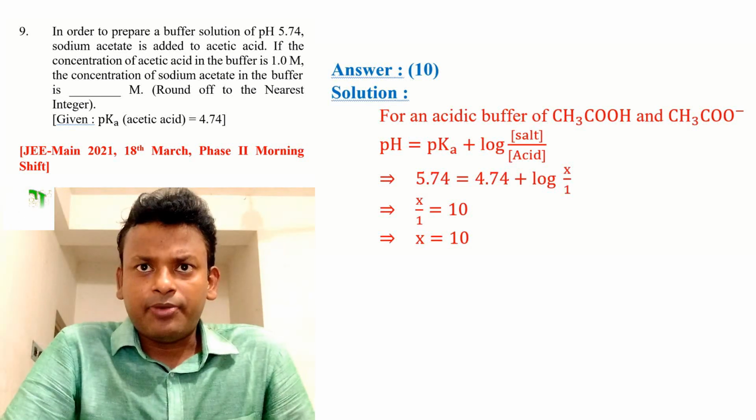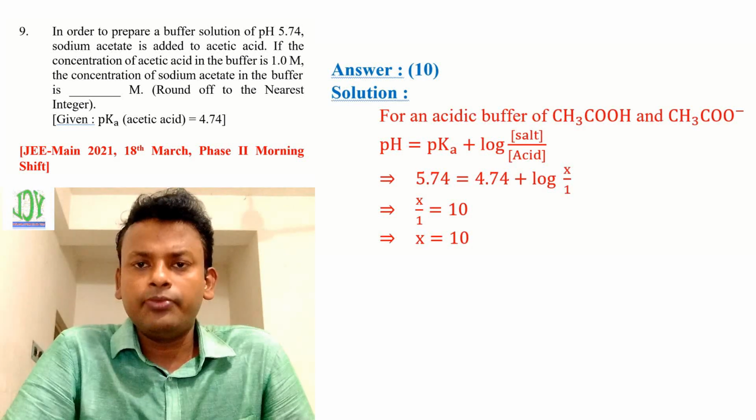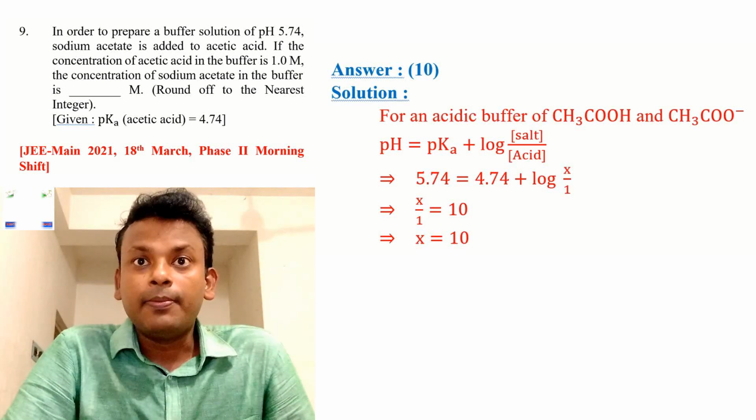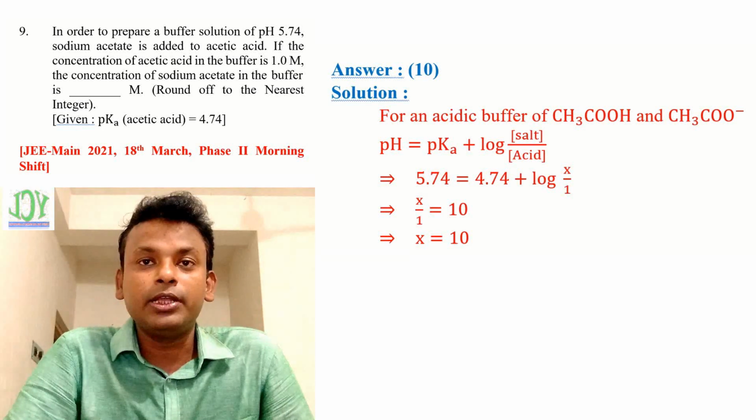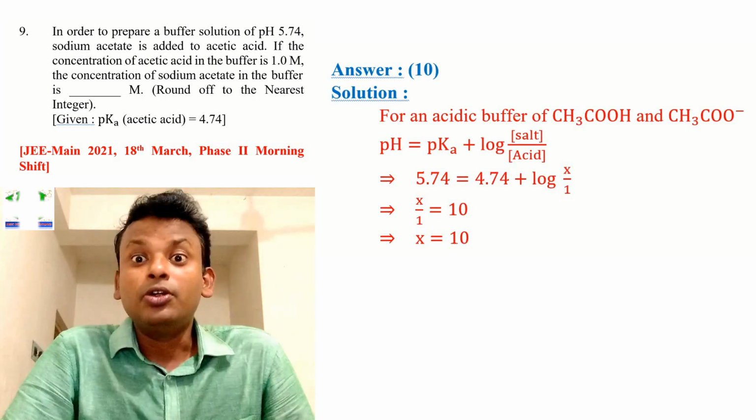For acidic buffer of CH3COOH and CH3COO negative, we know the Henderson equation: pH equals to pKa plus log salt by acid. Putting all the values, here x equals to 10. So answer equals to 10.